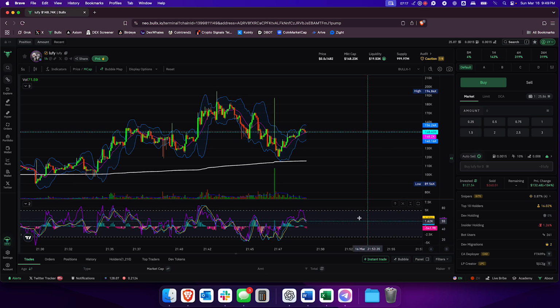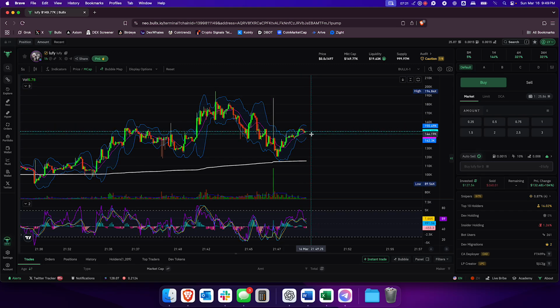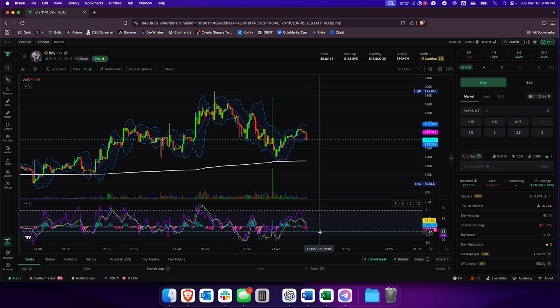So in my opinion, just looking at this, I don't think this is going to be a huge dip. I think you're going to have a little bit of a dip, and then it's going to keep going back up, because there's not any indicators that show it's just going to dump from here.